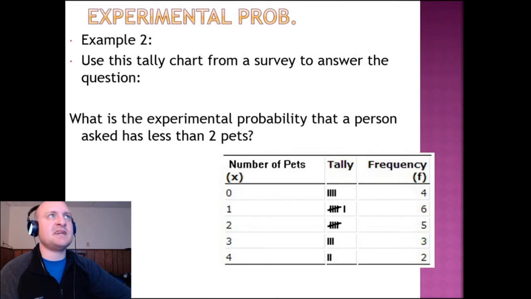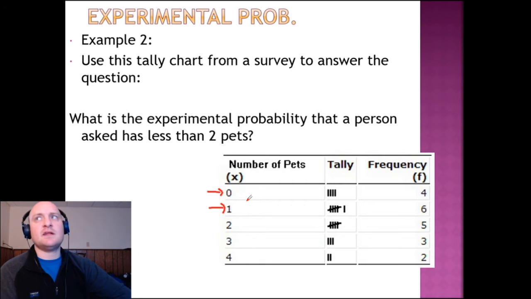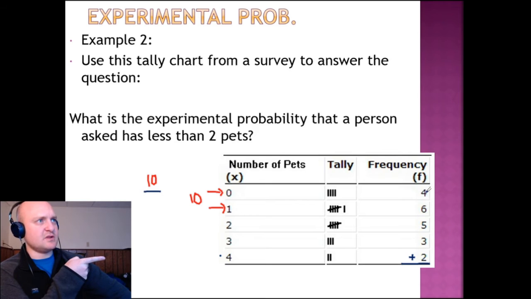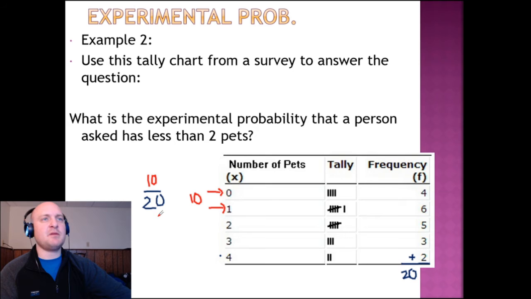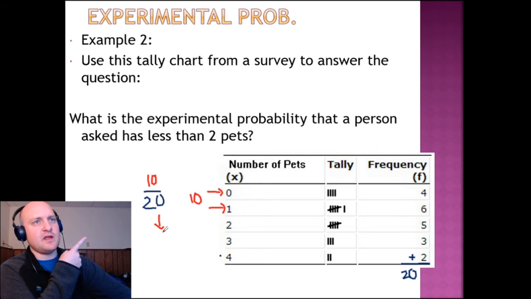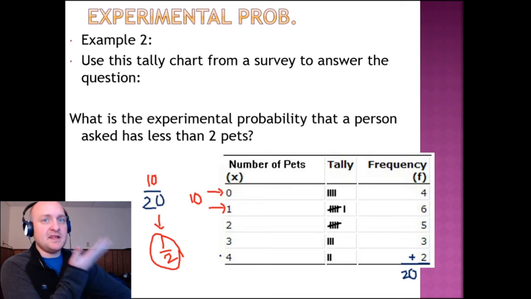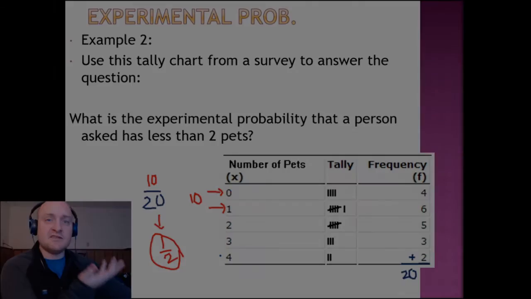This example is asking us to determine an experimental probability based on a tally chart. What's the probability that a person asked has less than 2 pets? Less than 2 pets means they have 0 or 1 pet, and that is 10 people out of the total number surveyed, which is 20 people. Our experimental probability is 10 out of 20, otherwise known as 1/2. Notice here that an experimental probability is a probability, it's just based on data.